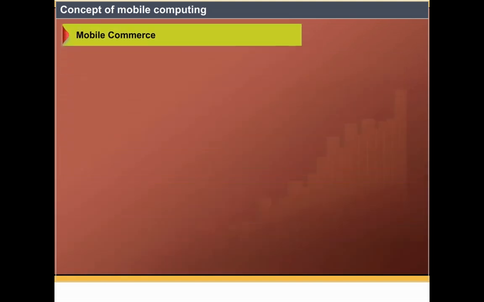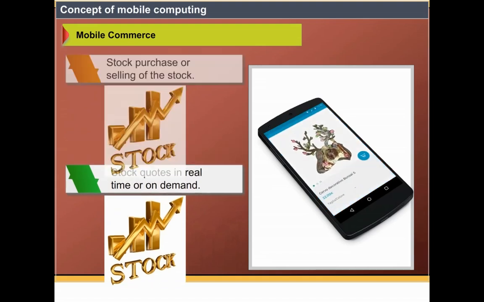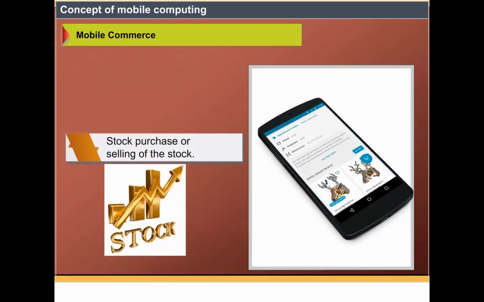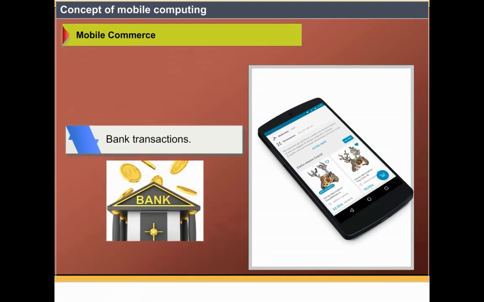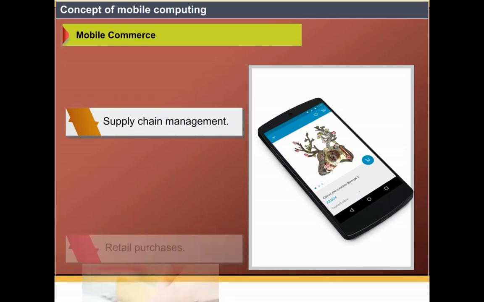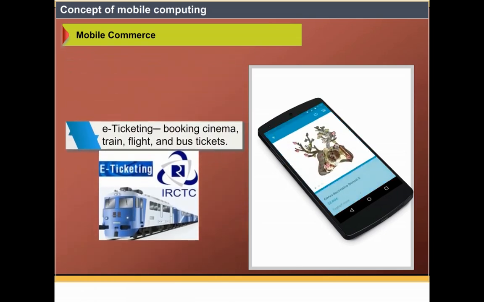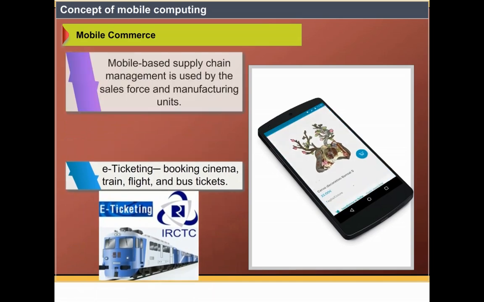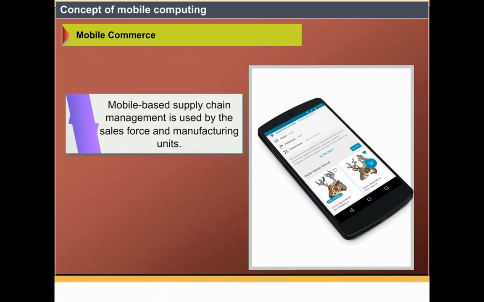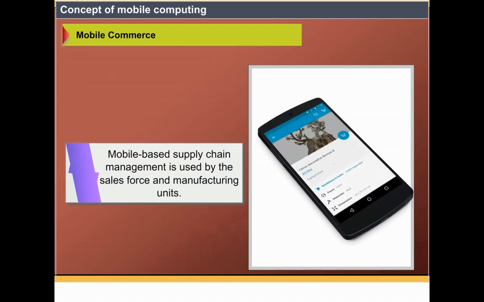Mobile commerce. Stock quotes in real time or on demand. The stock purchases or selling. Bank transactions. Retail purchases. Supply chain management. E-ticketing, booking cinema, train, flight and bus tickets. Mobile-based supply chain management is used by the sales force and manufacturing units.